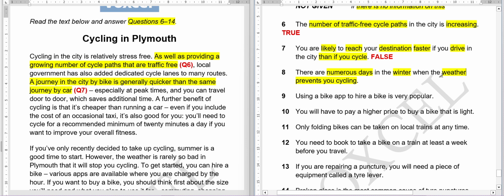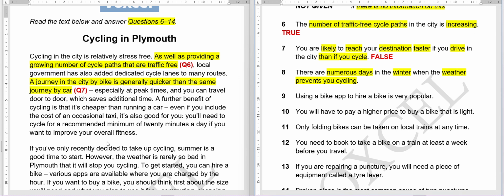But if that is not the case, like there is no weather to prevent you from cycling, or the days are rare or limited, then our answer will be false. And if we don't know whether such kinds of days exist or not, if there is no information like this, our answer will be not given.